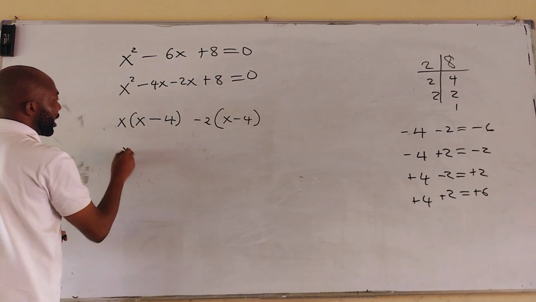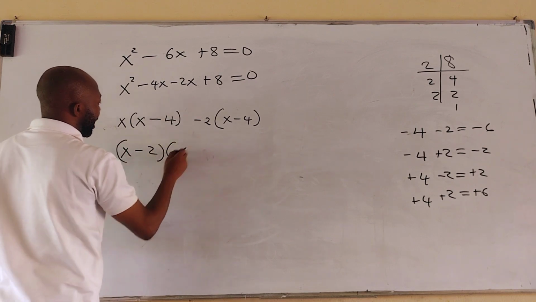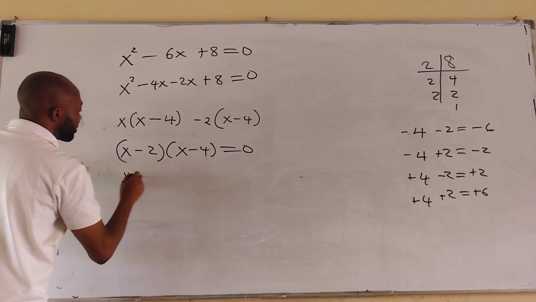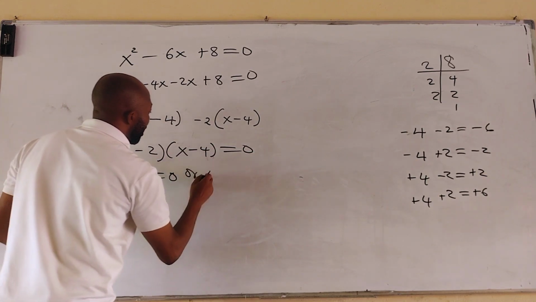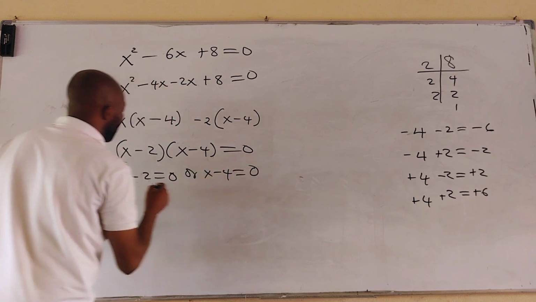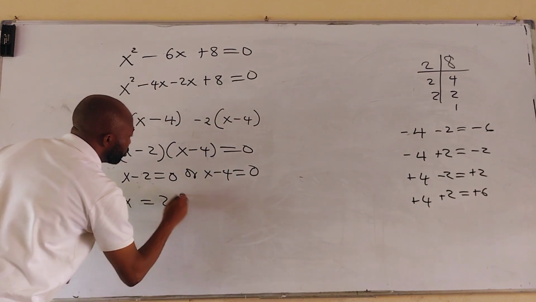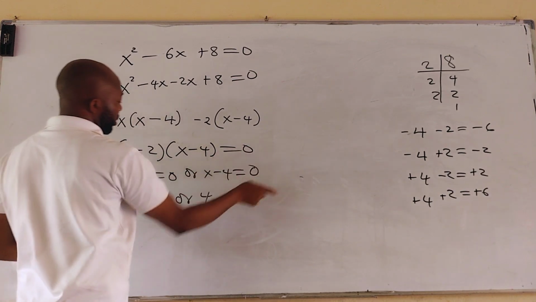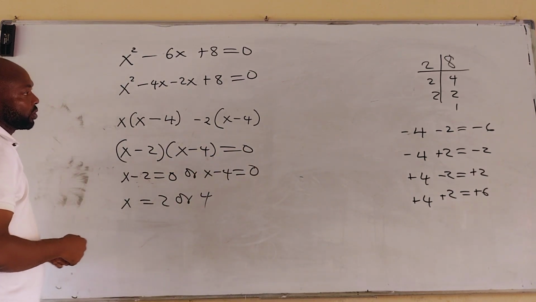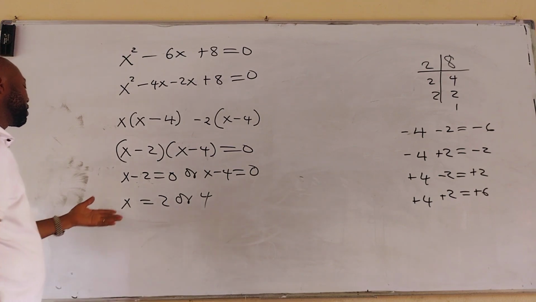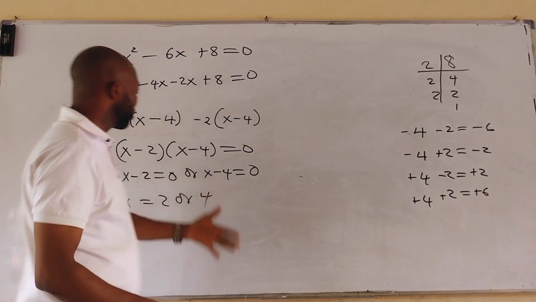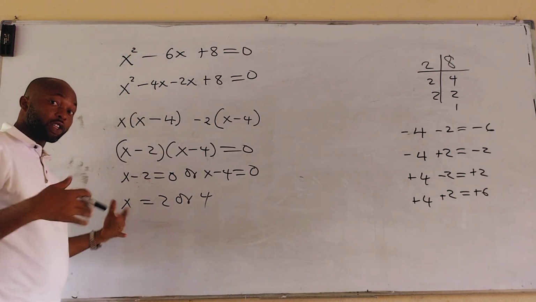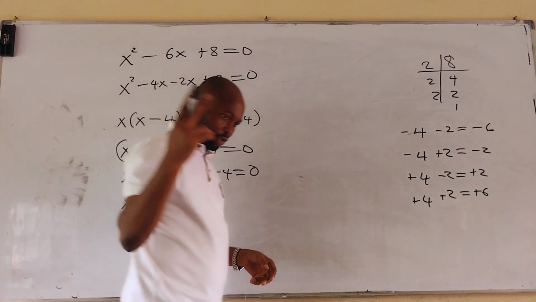So now I can have my x minus 2 and x minus 4. All this is equal to 0. So my x minus 2 is equal to 0, or x minus 4 is equal to 0, which means x is equal to 2 or 4. When this crosses over, it becomes plus 2. When this crosses over, it becomes plus 4. So the answer to this variable is 2 or 4, because the power of x is 2, which means at all times our answer must be in 2 places.